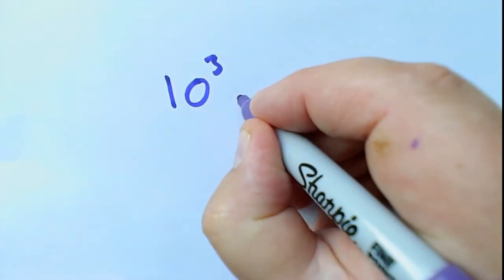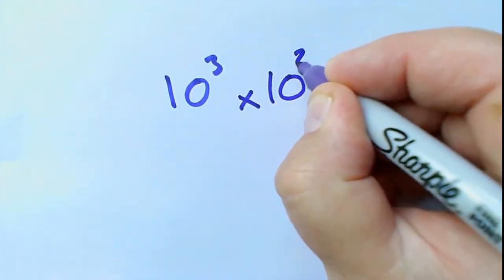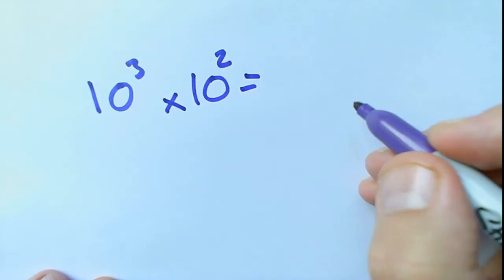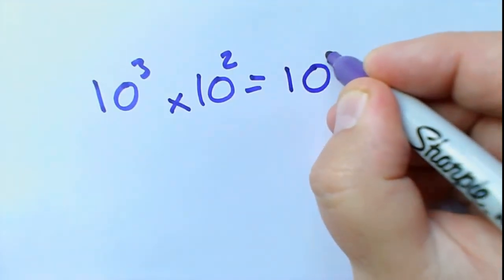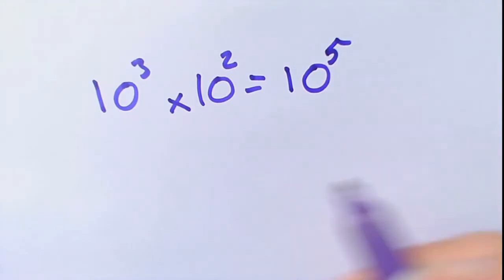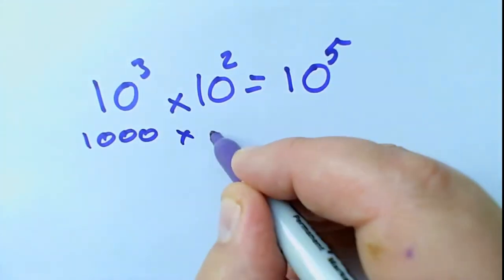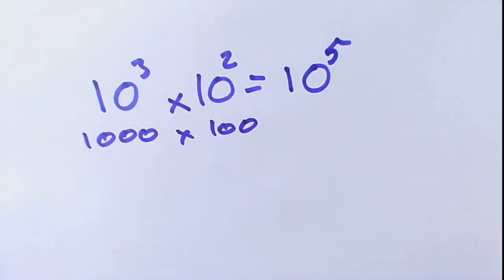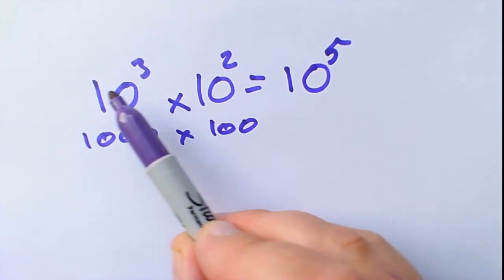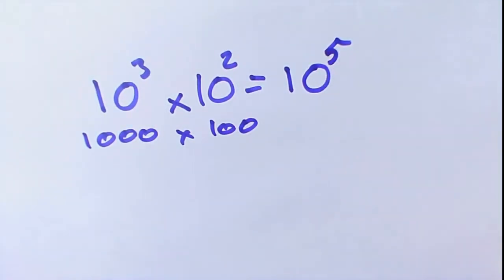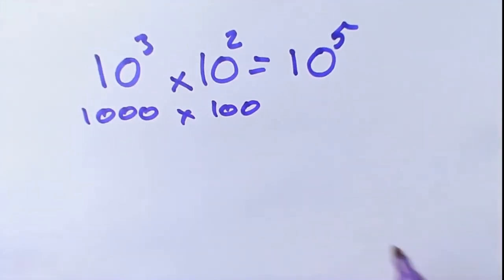Now then, 10 to the 3 times 10 to the 2. That result, I think, is fairly straightforward. It's just 10 to the 5, and we don't need too much convincing of that. That was 1,000 times by 100, so this is 100,000. In other words, we have a rule for multiplying powers: add the indices.